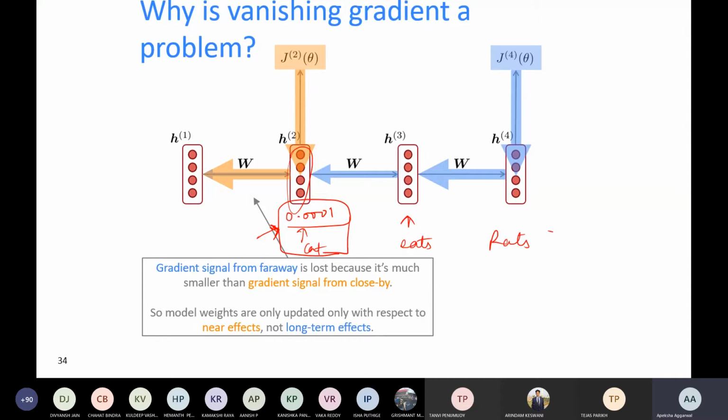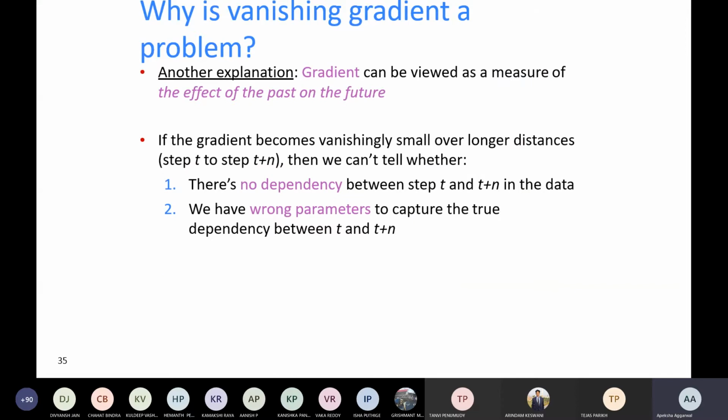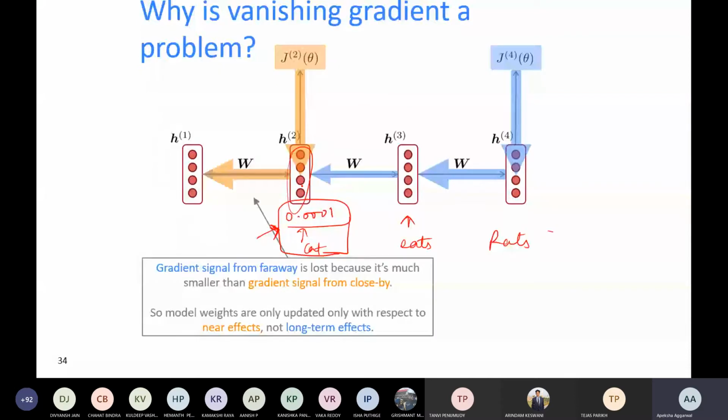Suppose there is a very last sentence, we'll see it will only count the nearby words. So what happens is gradient can be viewed as a measure of effect of the past on the future. Yes, so gradient is basically how in a sentence my word affects another word, right? But what happens if gradient vanishes? There is no dependency between this word and this word. So cat and rat over here become dependency between words which are at some distance from each other.